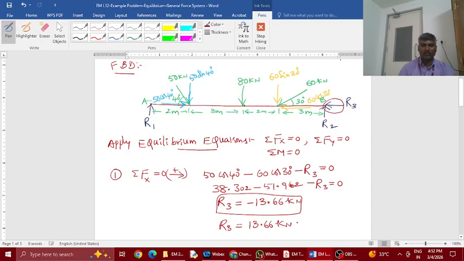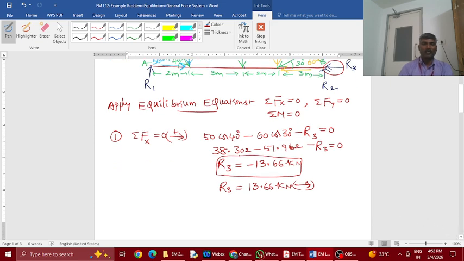13.66 kilonewton acting towards the right. So this is the exact value and its notation. Now applying the second equilibrium equation, sum of y forces is 0.